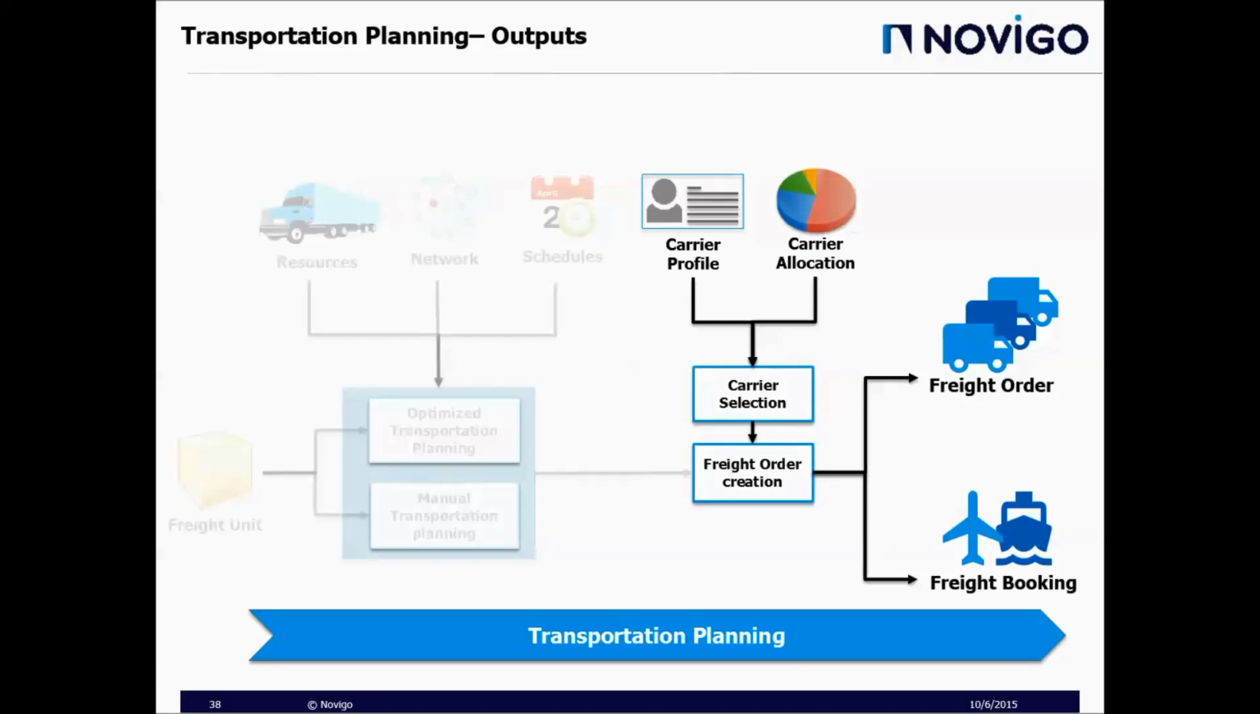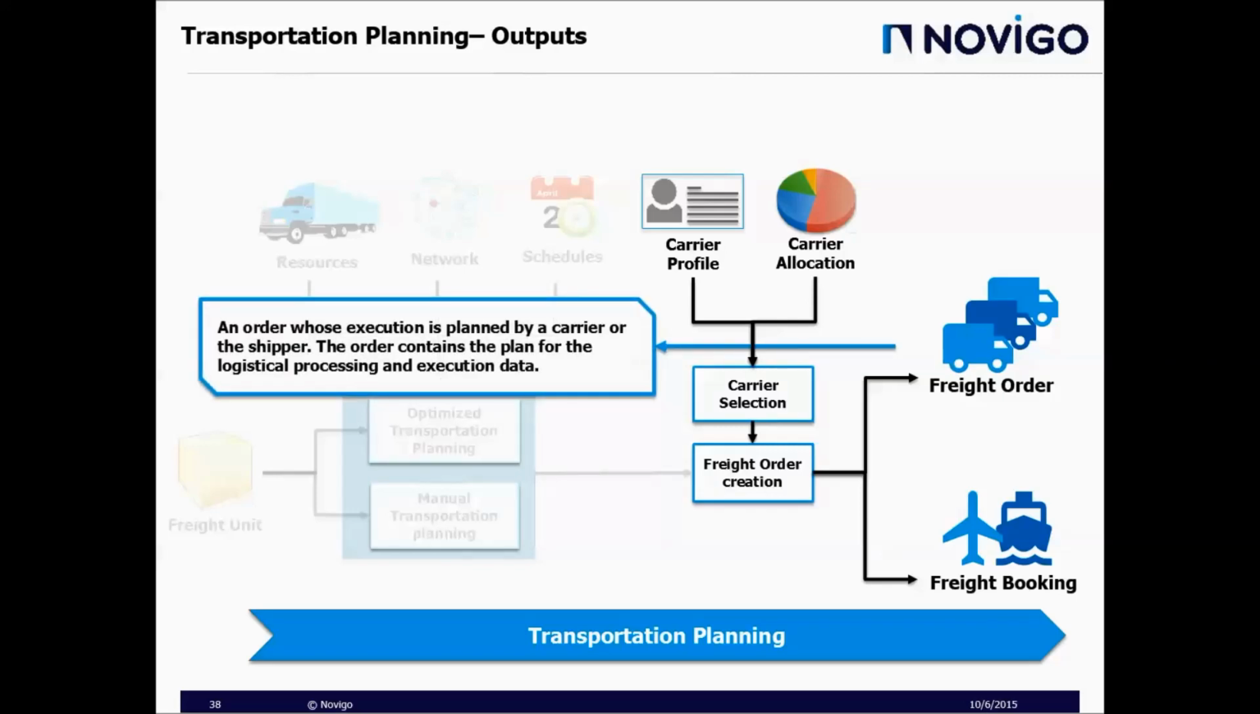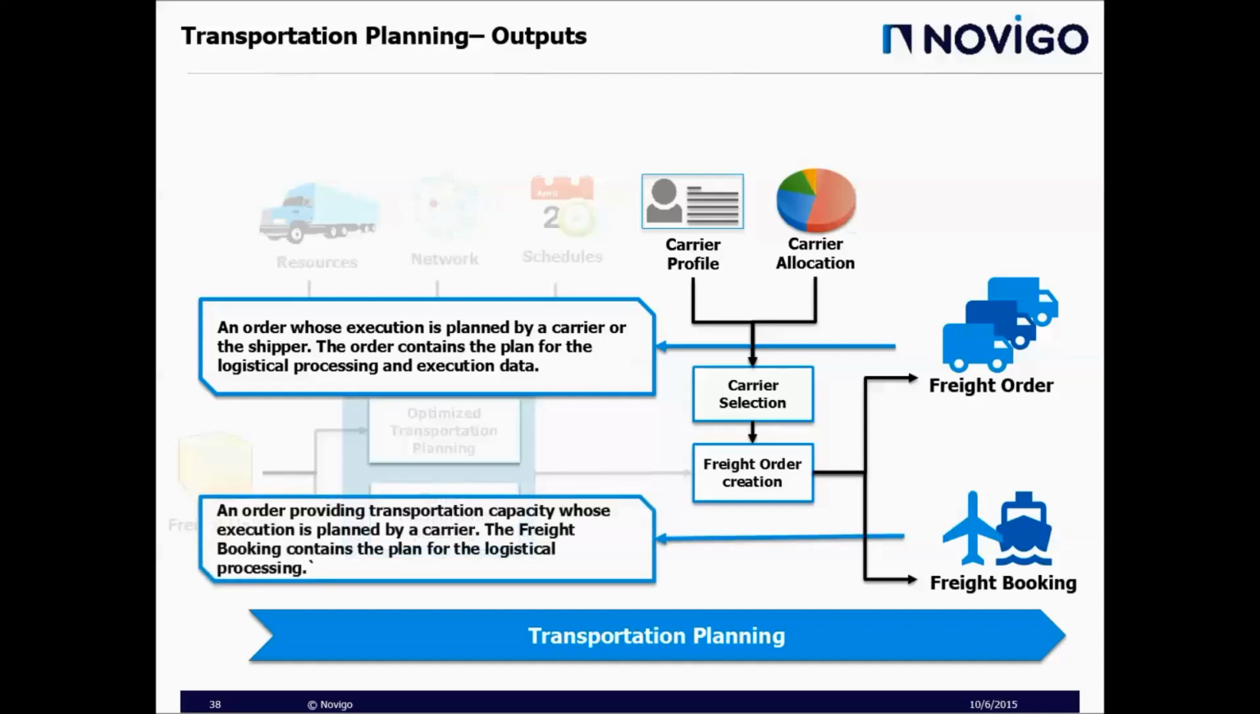The result of transportation planning are objects called freight order and freight booking. Let's first take a look at their definition. Freight order: an order whose execution is planned by a carrier or the shipper. The order contains the plan for the logistical processing and execution data. Freight booking: an order providing transportation capacity whose execution is planned by a carrier. The freight booking contains the plan for the logistical processing. As you can see, their definition is pretty much the same.